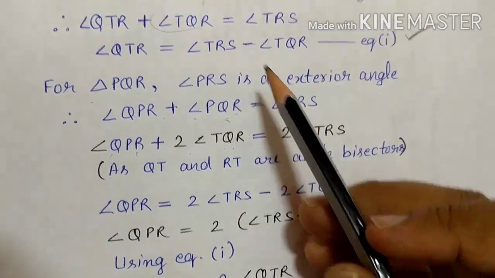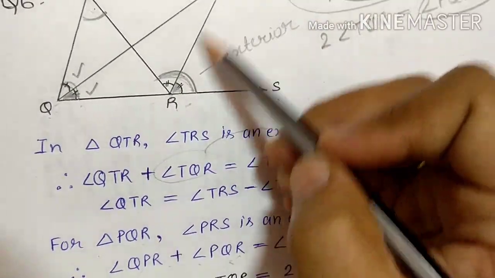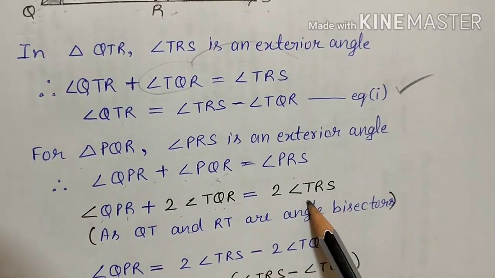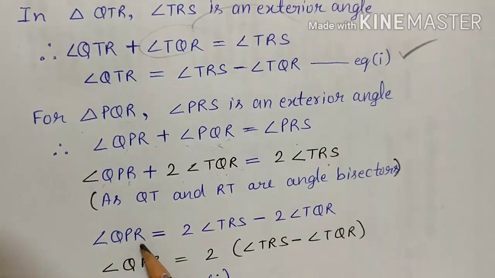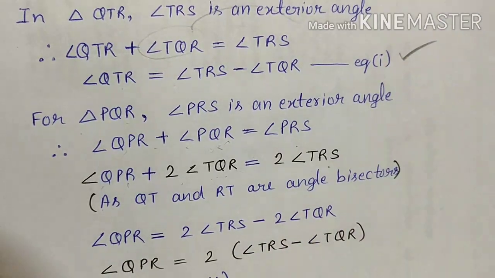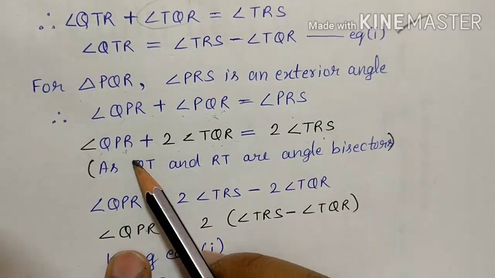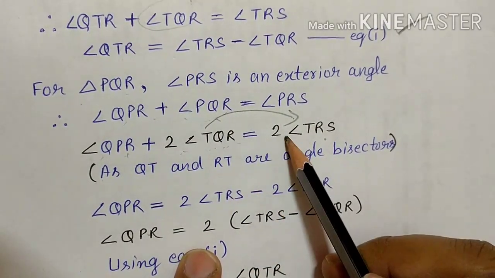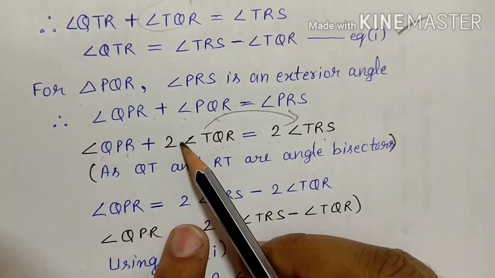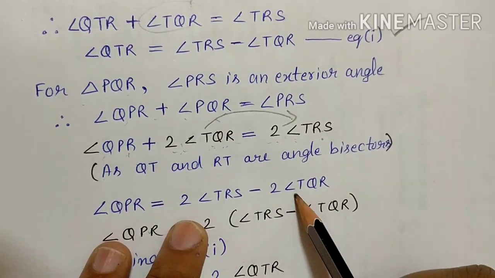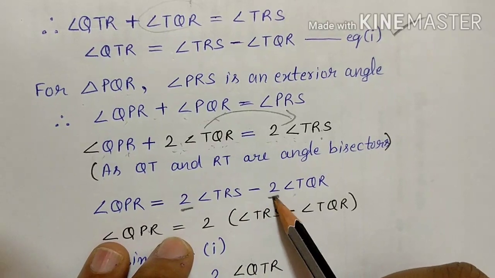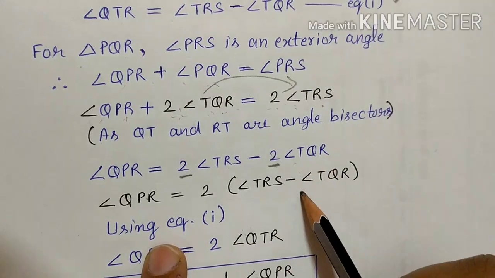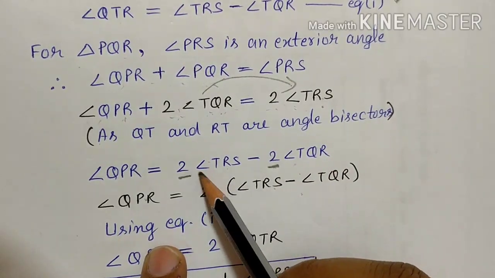In the same way, TR is the angle bisector, so PRS is twice of angle TRS. Now as QT and RT are angle bisectors, I have explained earlier. Now angle QPR plus twice of angle TQR, we can move to this side, so it will come in minus form. So angle QPR equals twice of angle TRS minus twice of angle TQR. Now we can take this 2 as common, so 2 outside, in bracket TRS minus TQR.